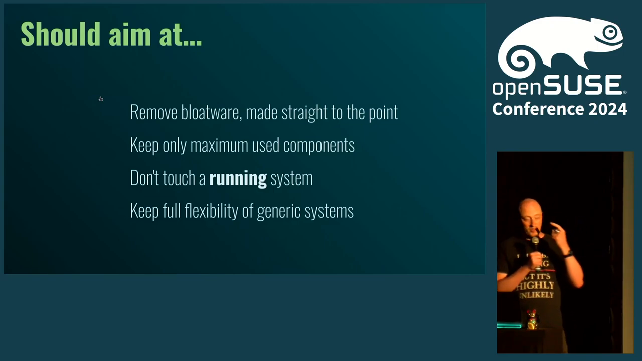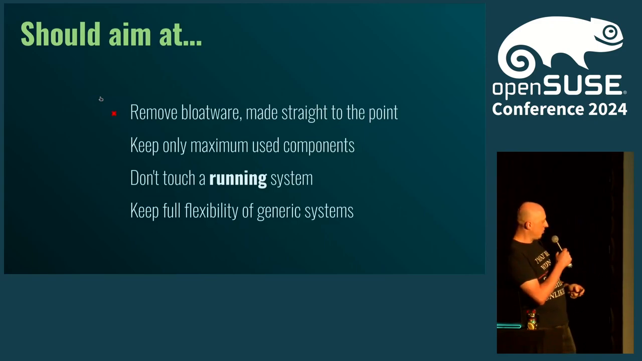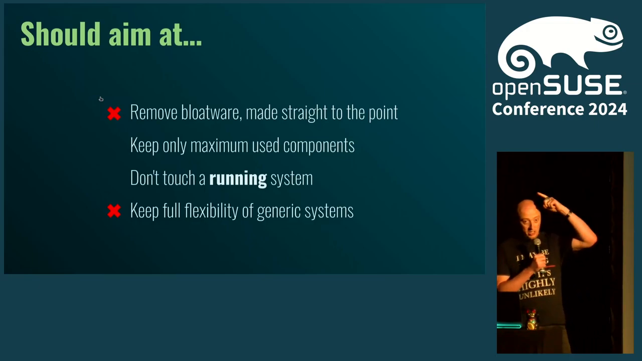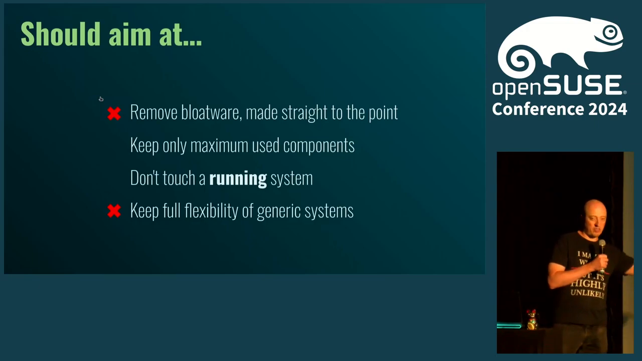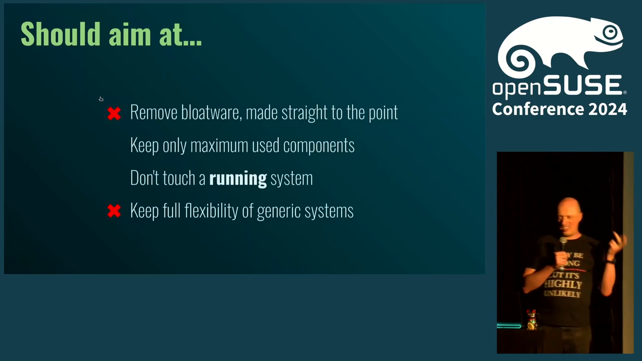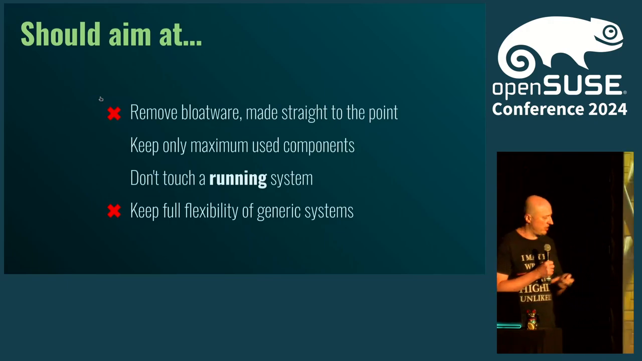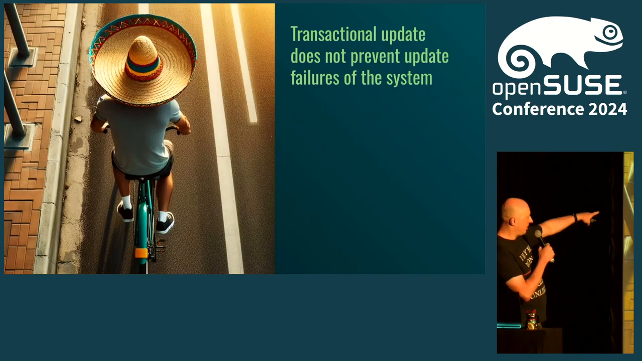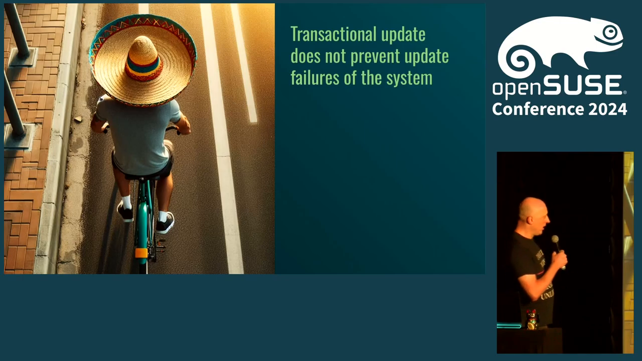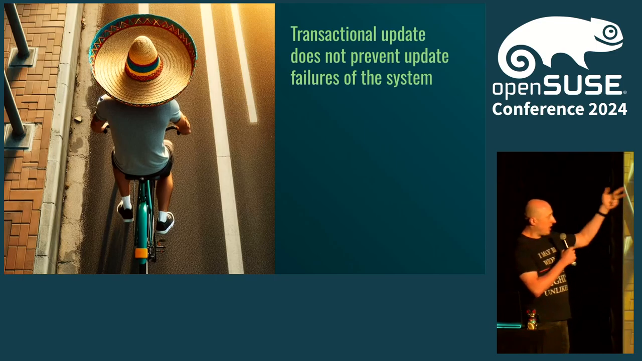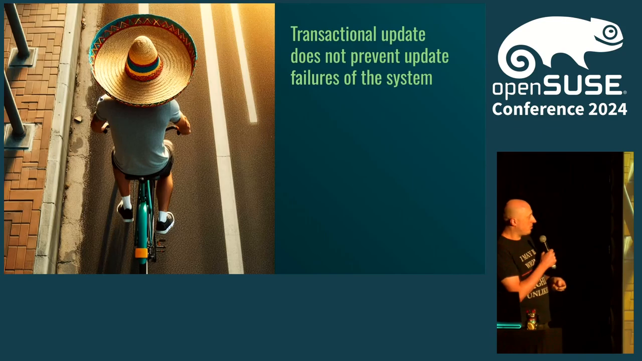That's what I want. So especially those two together, they don't love each other. One says remove everything, and the other says make it as flexible as possible. How do you exactly achieve that part, right? So that's the question. That's the logo of MicroOS. Transactional update does not prevent update failures on the system.